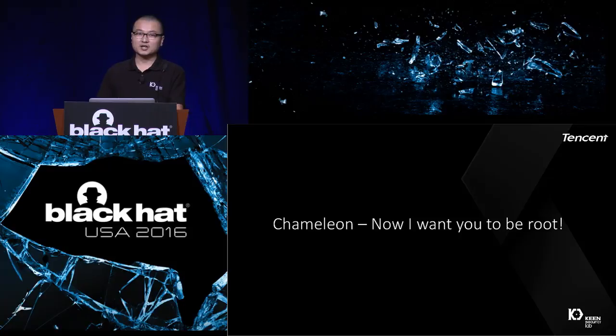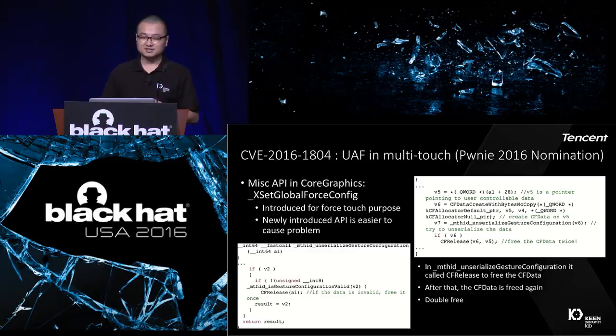And for now, we got two bugs. One makes you escalate to the current user's context, and another makes you WindowServer privilege. And now I want to be root. So this year, we use CVE-2016-1804, which got a Pwnie Award nomination. And the bug actually exists in the set global force config API, which did two CFRelease operations very close together, which is a double free bug.